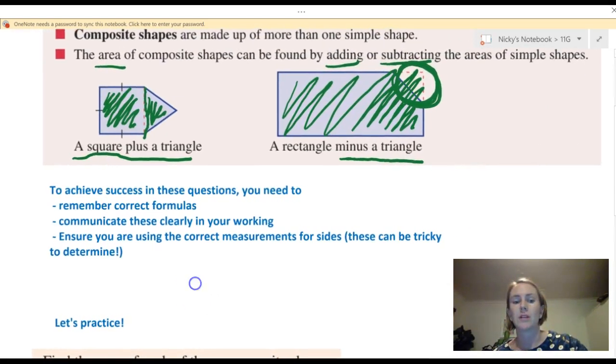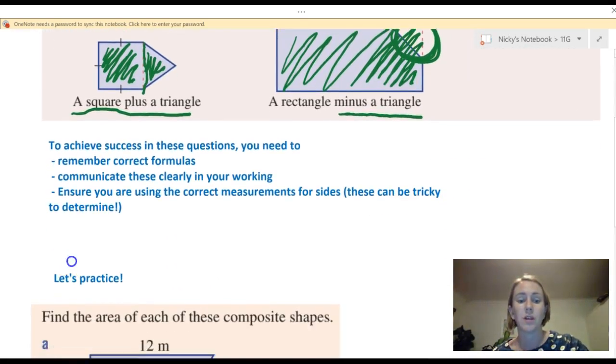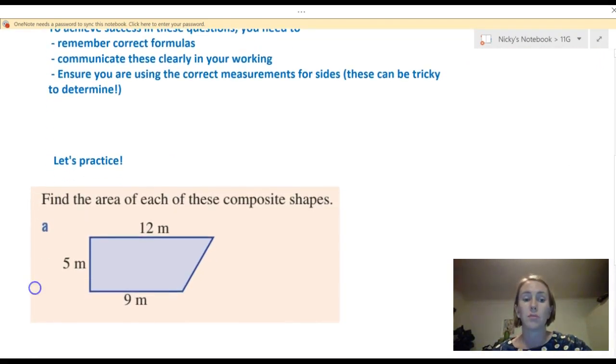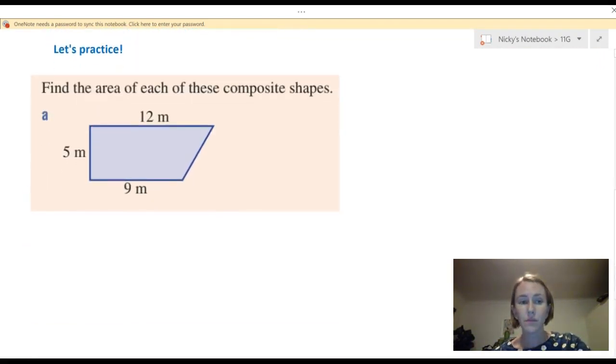So let's do a couple of practices. There's heaps of these in your textbook, and I'd recommend trying to practice with these a lot. And don't forget, there are also those extra resources I popped on the Google Classroom too.